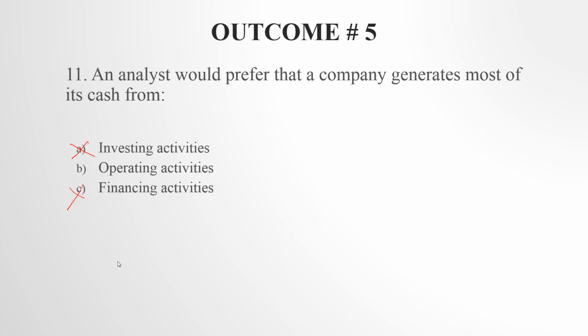Operating activities. These activities represent the day-to-day transactions of a company. For example, the sale of iPhone by Apple Corporation. In the long term, the company should be generating most of its cash from its core business operations, from its operating activities. Therefore, B is the right answer.